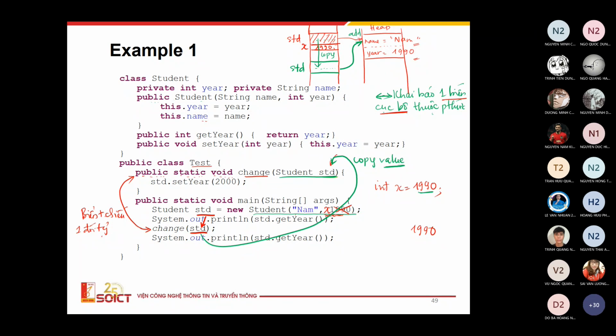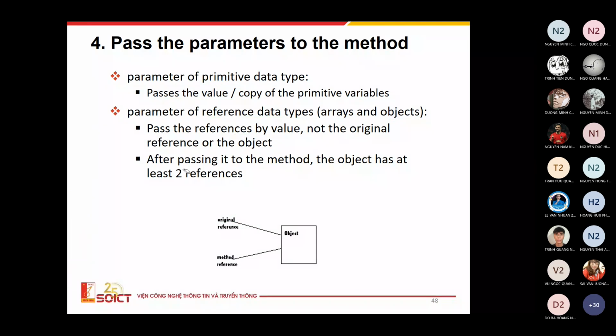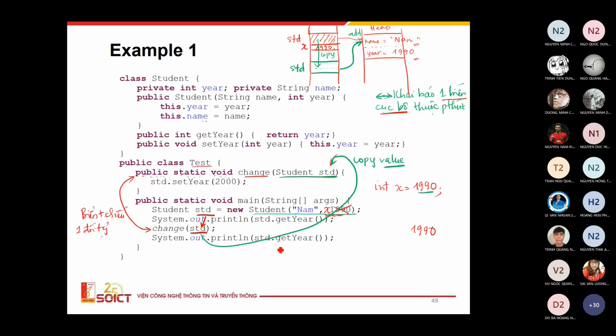Chính vì vậy lúc nãy mới nói rằng, sau khi truyền tham số vào cho phương thức thì object này sẽ có ít nhất là 2 tham chiếu. Một là original reference, là đối tượng ở chương trình chính, và một là method reference, là đối tượng ở method nhé. Bằng cách này thì std màu xanh cũng refer đến vùng nhớ bên heap.